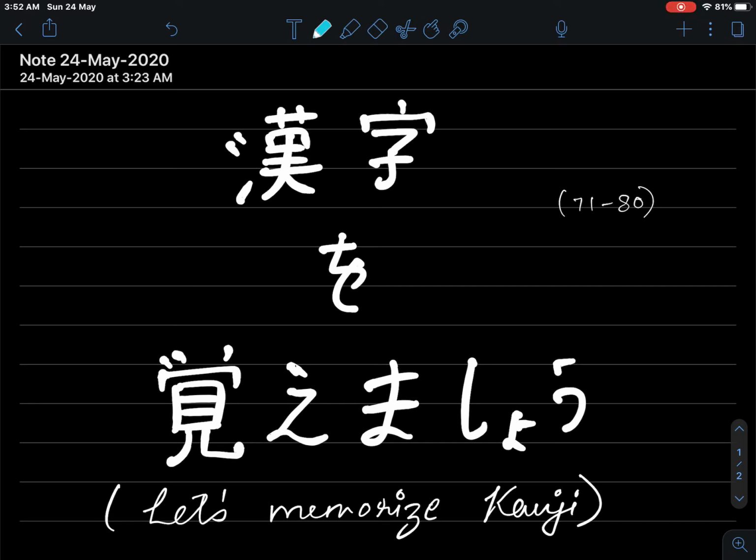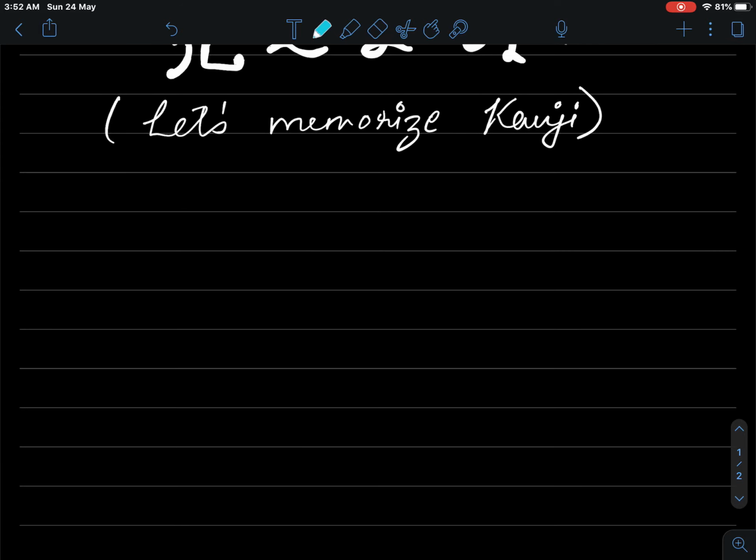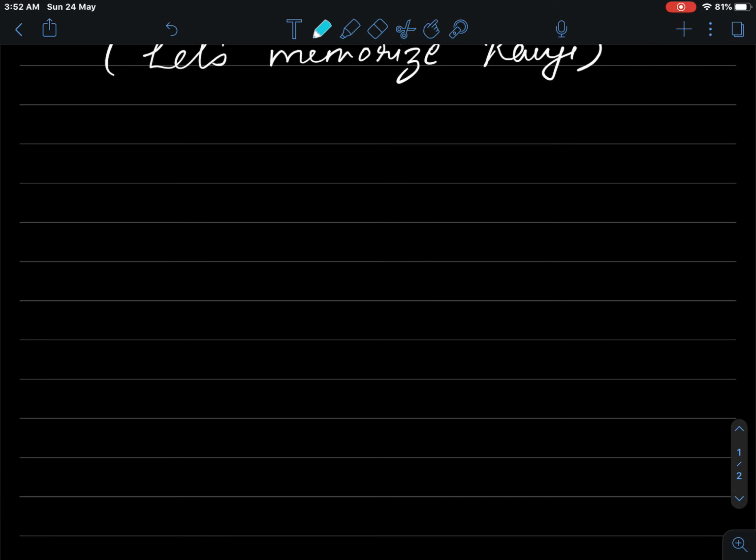Let's memorize kanjis. Today we'll do the kanjis from 71 to 80 of the Kodansha Kanji Learners course. Okay, let's get into it. So this is kanji number 71. Okay, that's how that looks.